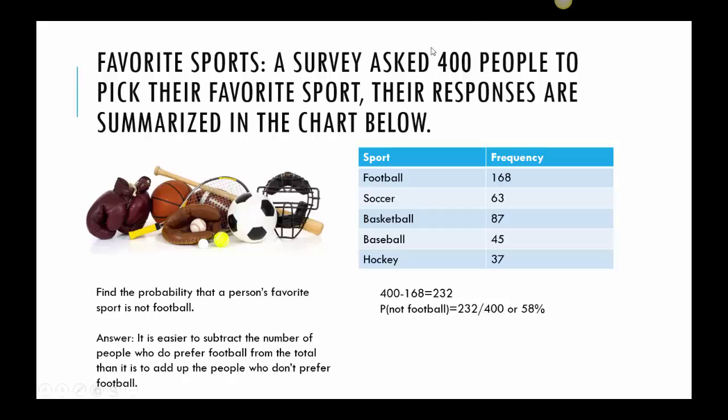I know I have 400 people, that's what it says up here. I also know 168 people prefer football, which means the rest, the 63, 87, 45, and 37, I could get just by subtracting 168 from 400 and say that's 232 that didn't pick football. All right, so that says my probability of not preferring football would be 232 over 400, which gave me 58%.